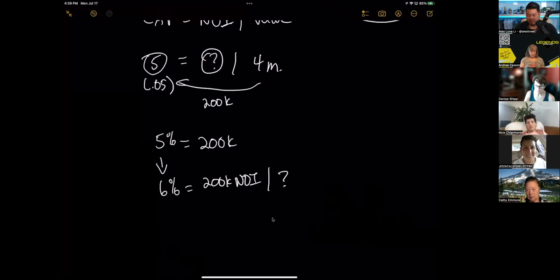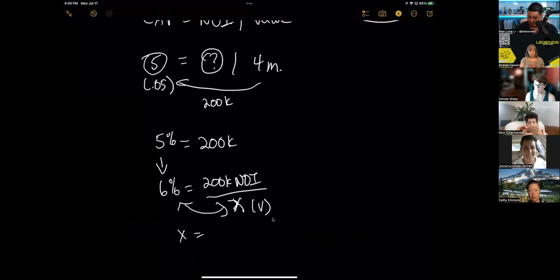Yeah. So you take your 200,000, right? Let me write it like this so we can see it better. What we're looking for is this number, which is the value, the purchase price. So you move this over here and you switch them so that your formula looks like X, which is the purchase price, equals your NOI 200K divided by your cap rate, which is 6%. So 200K divided by 0.06. Yes, like everybody said, your offer is going to be 3.33 million.